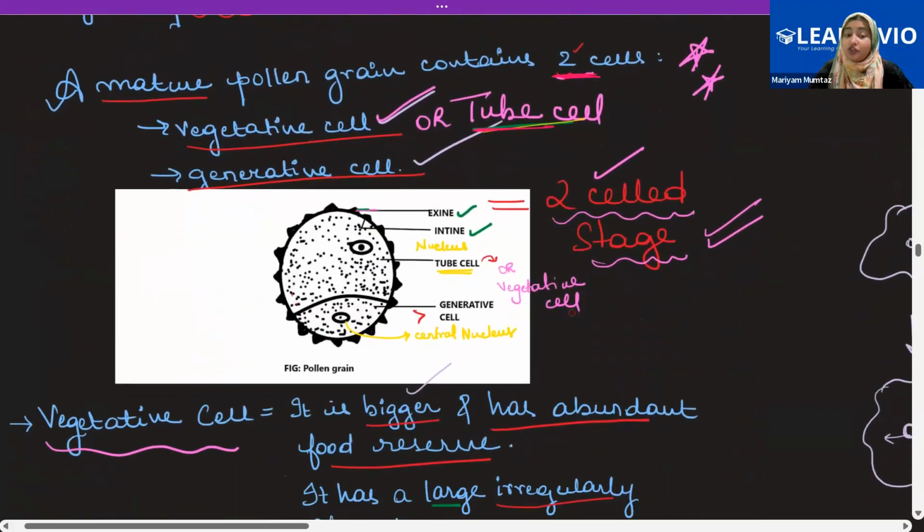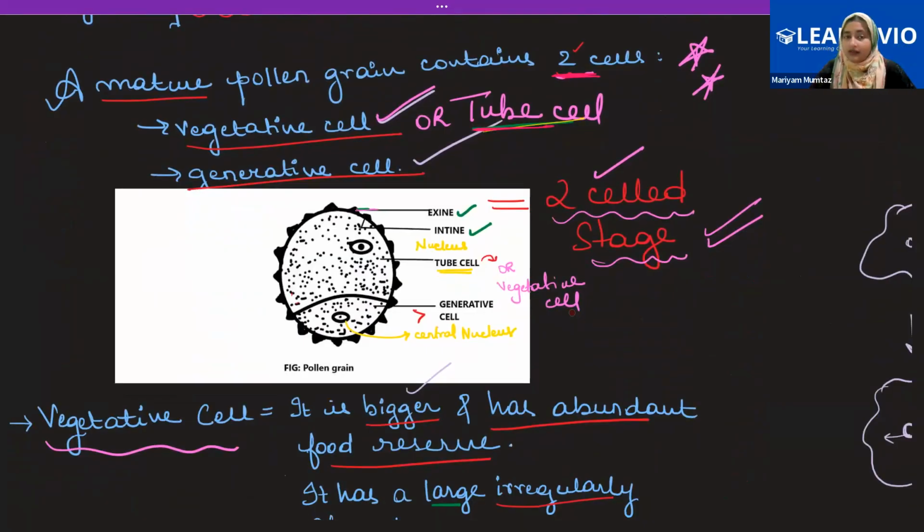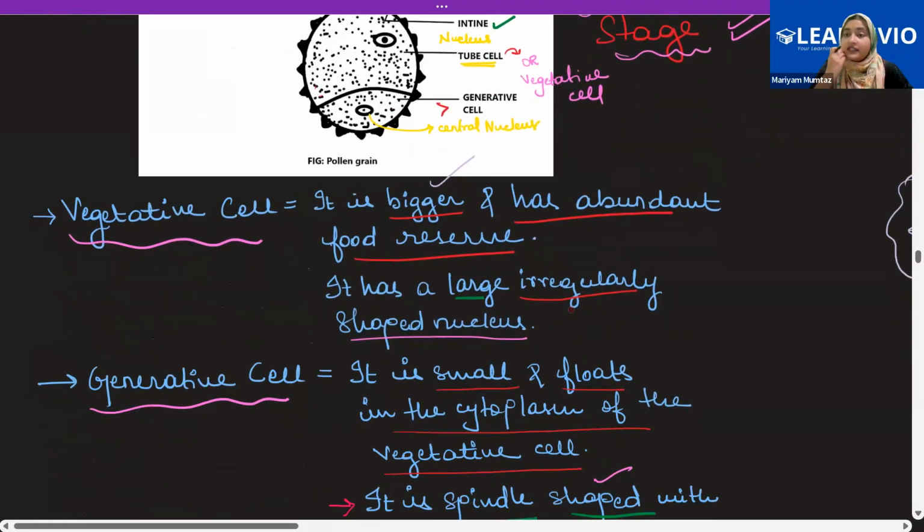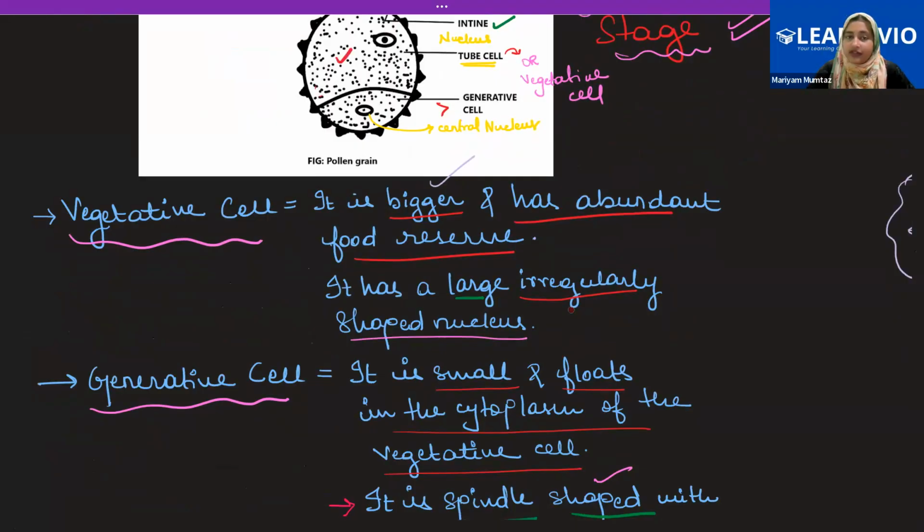Now, when you talk about the mature pollen grain, it has two cells in it. Other than the layers, there are two cells inside it. One is called the vegetative cell or the tube cell. This bigger one that you see is the vegetative cell or the tube cell. And the smaller one is called the generative cell. The vegetative cell is bigger in size and it has abundant food reserve because the pollen has to survive. So it has to have some sort of nutrition. And it has a large, irregularly shaped nucleus. We are talking about the first one.